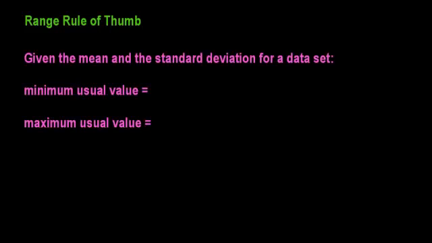Given the mean and the standard deviation for a data set, we can calculate the minimum usual value for that data set by taking the mean and subtracting 2 standard deviations. That will give us the minimum usual value. Then we can calculate the maximum usual value by going the other direction and taking that mean and adding 2 standard deviations.